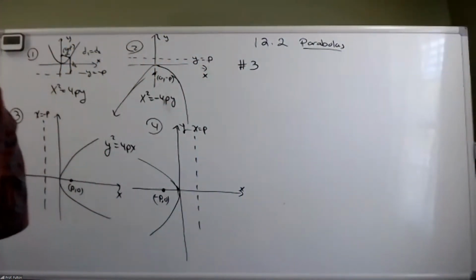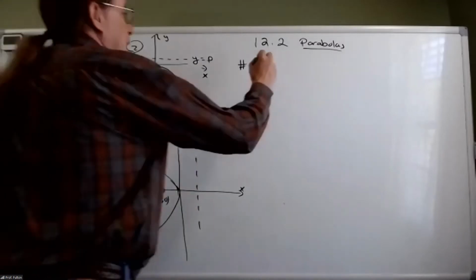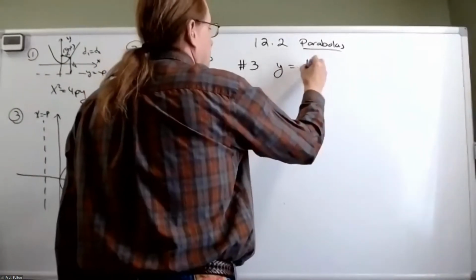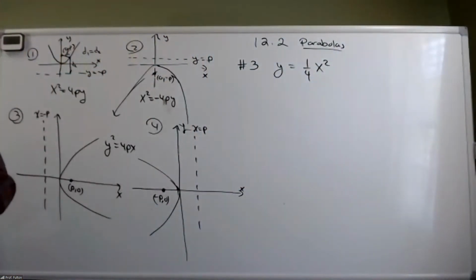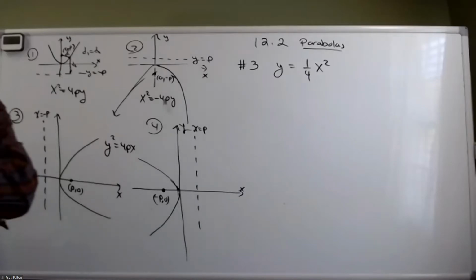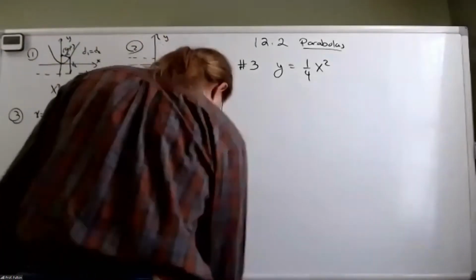Let's take a look at number 3. So we have y is equal to 1/4 x squared. We don't have any of the other types; I should probably put some in there. Try that yourself and see if you can find the focus and the directrix just by looking at it. This one's a little bit easier. I'll give you a second to try it.